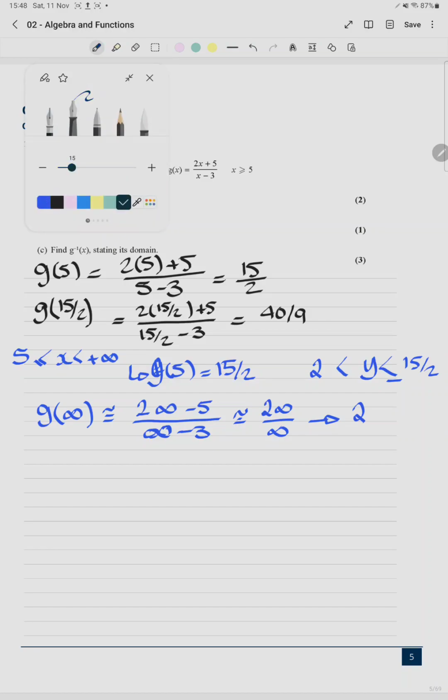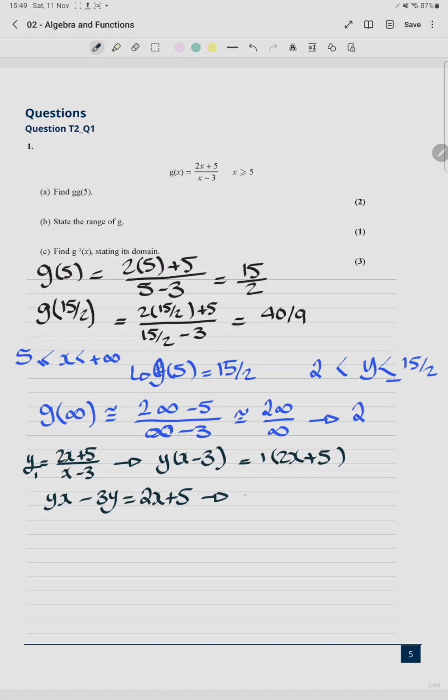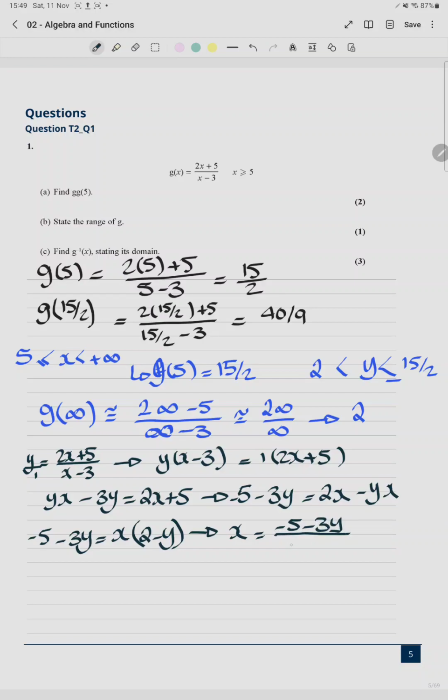So let's put y equals instead of g equals. So I'm going to say y is equal to (2x + 5)/(x - 3). This is a very generic exam question. Cross multiply it. y(x - 3) is equal to 1 lot of 2x + 5. The plan is to make x the subject, so expand it. Make sure all the x's are on one side, so I'm going to have minus 5 minus 3y is equal to 2x minus yx. Minus 5 minus 3y is x(2 - y), which implies that x is equal to (-5 - 3y) all over 2 minus y.